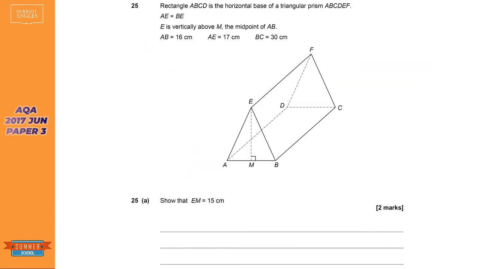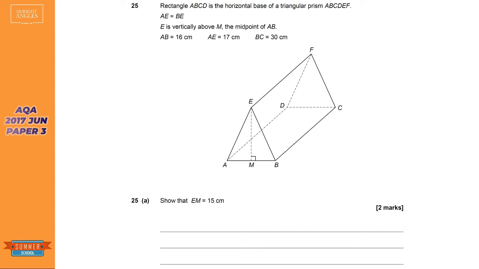Next on to our AQA question. Now, as you might have gathered from the previous question, I always try and draw out the 3-dimensional right angle triangles as 2-dimensional triangles, just because it makes things so much easier when I'm checking my work later on, checking I've got all the right measurements. So this question from AQA involves a triangular prism, but the same rules kind of apply. And we need to show that EM is 15 centimetres.